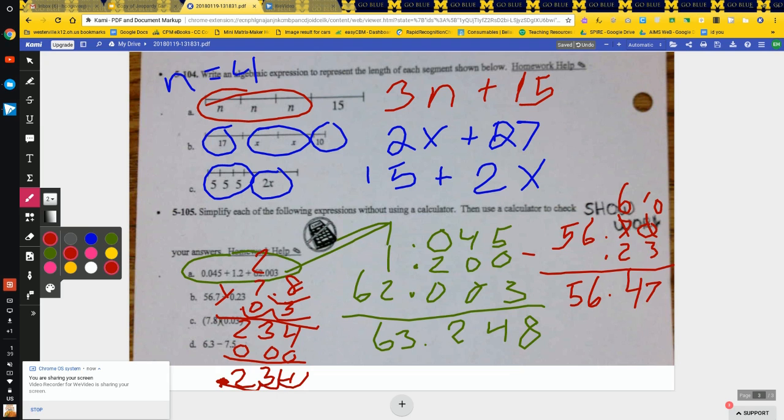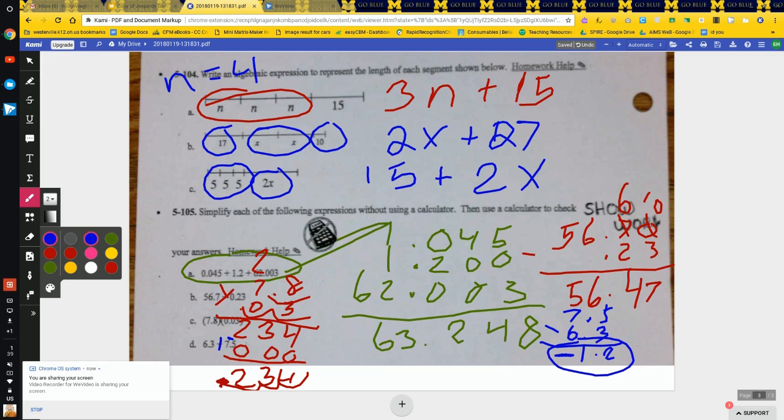Last one here, we have 6.3 minus 7.5. I'll try to pick a different color here. So again, when I'm subtracting a larger number, I change it to a plus and change this to a minus. So basically I think of it as 7.5 minus 6.3, which would give me 1.2. And again, since I had more negatives, I already know that my answer is going to be negative 1 and 2 tenths.